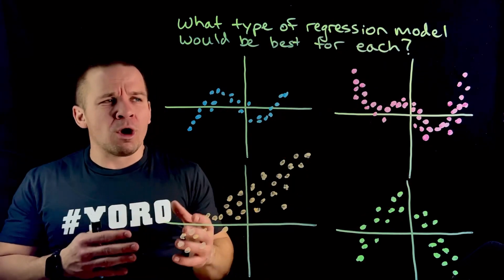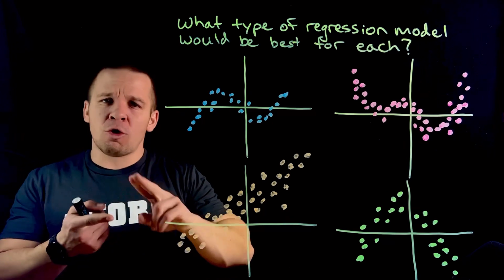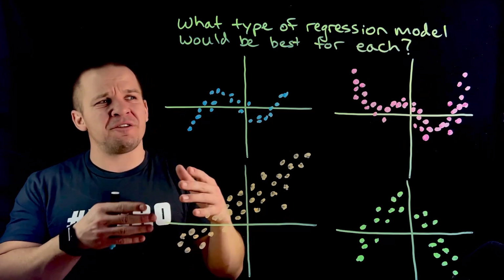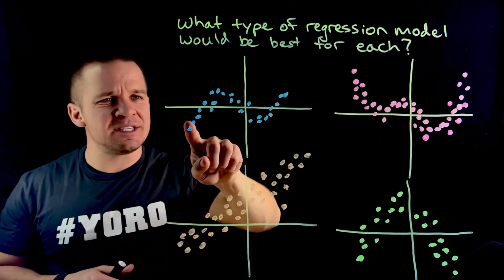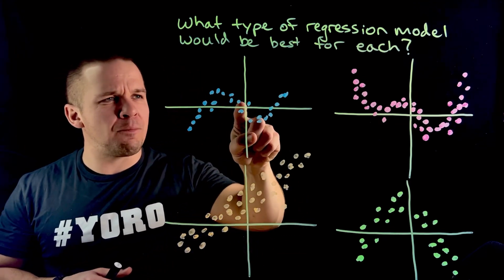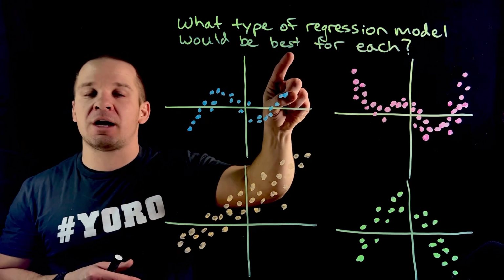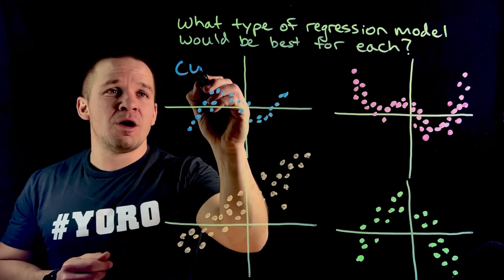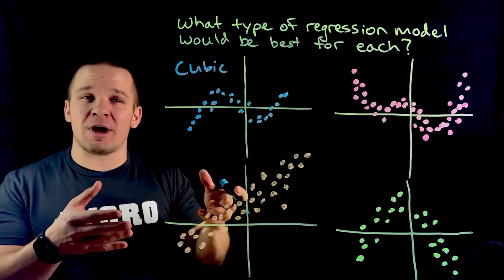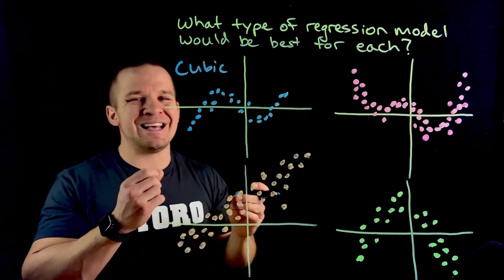All right, so we're gonna work with those big four: linear, quadratic, cubic, and quartic. We're trying to see which one would work for each. So this first one right here, as you can see, the data is going up, then it's coming down and then going back up. This to me looks like a positive cubic function, a cubic regression model. There we go. First one is done.